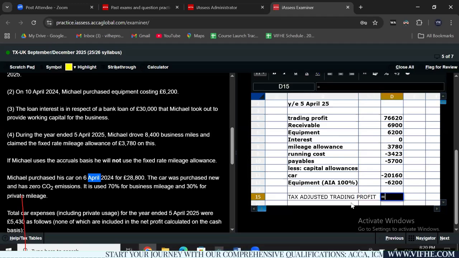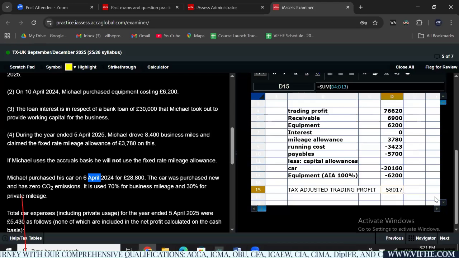So it is equal to sum, brackets open, 76620, taking it down. And that's how my adjusted trading profit figure will turn out to be 58017, right? So this is the adjusted profit figure.